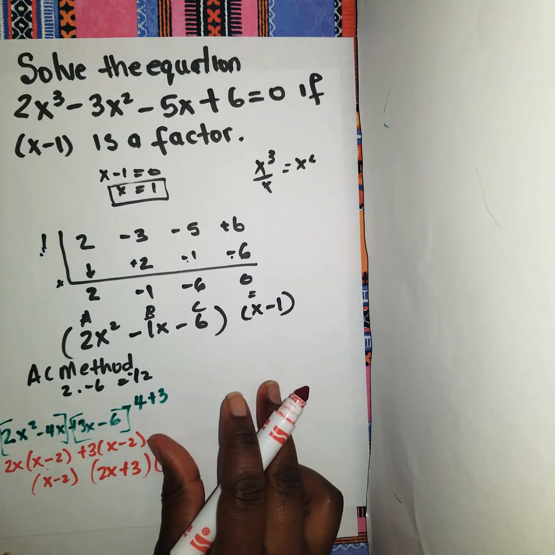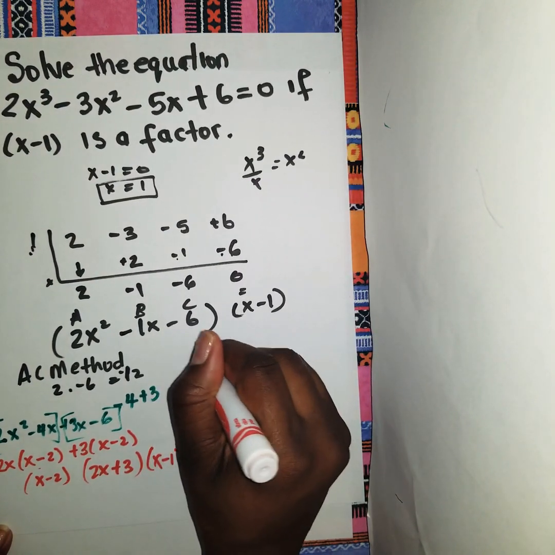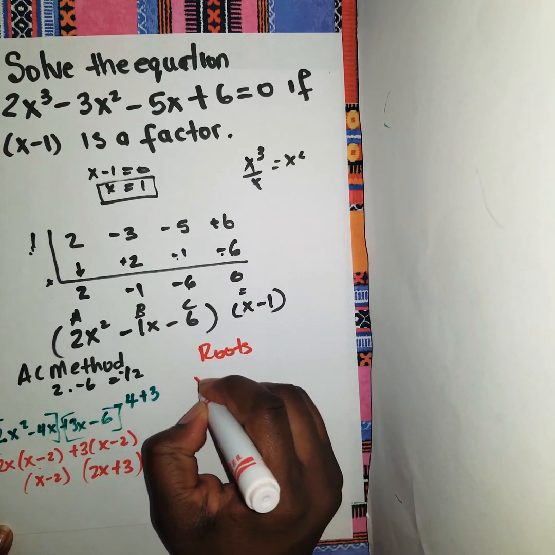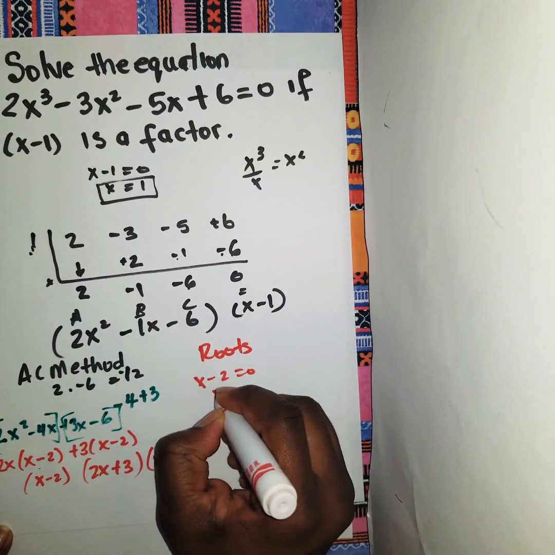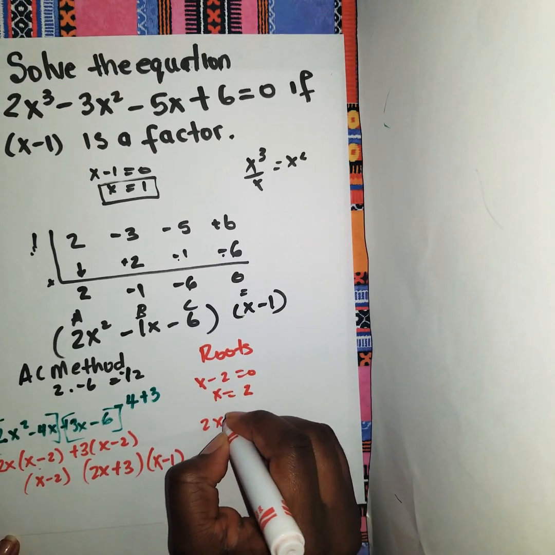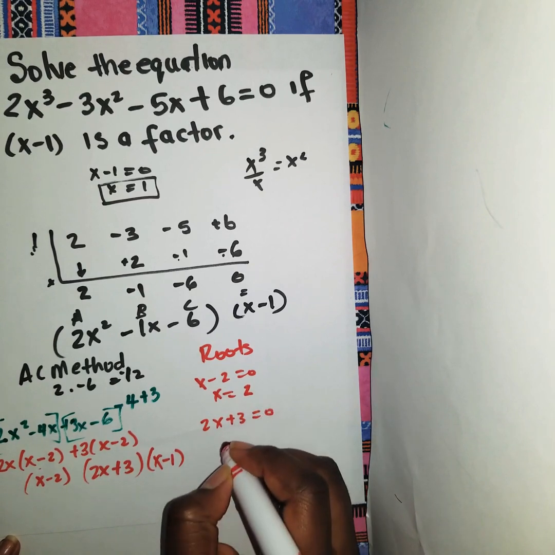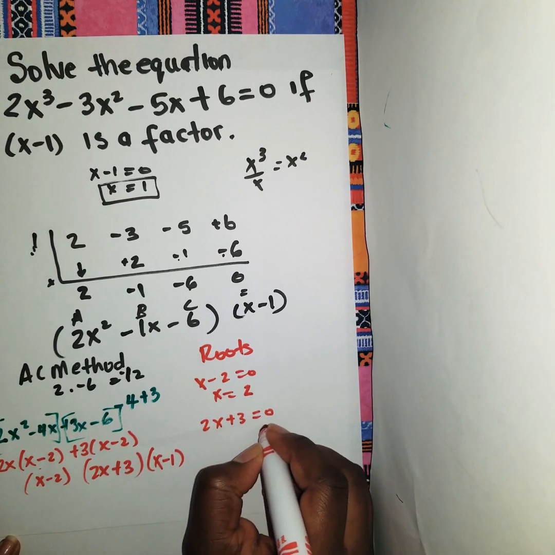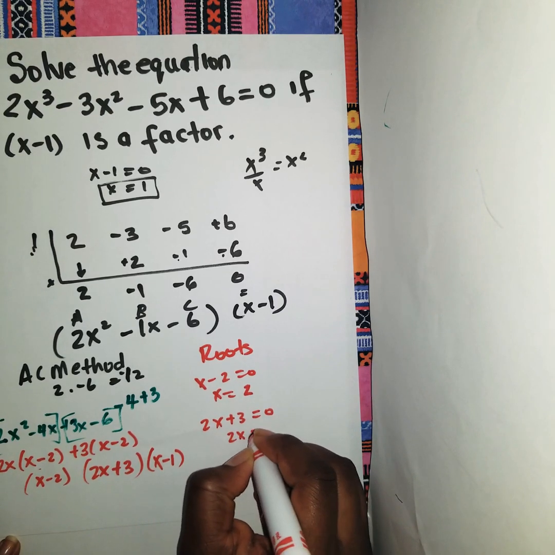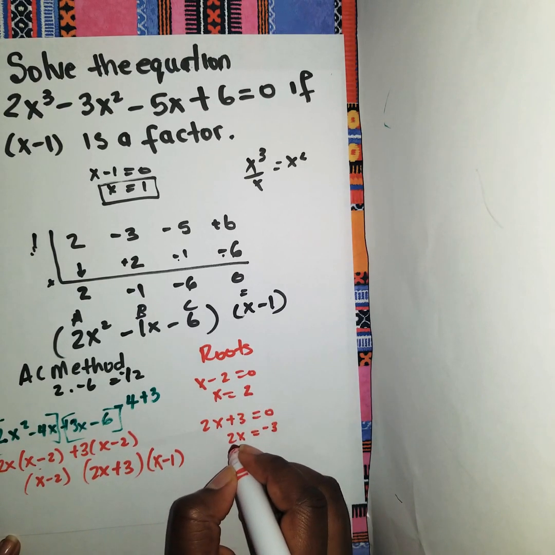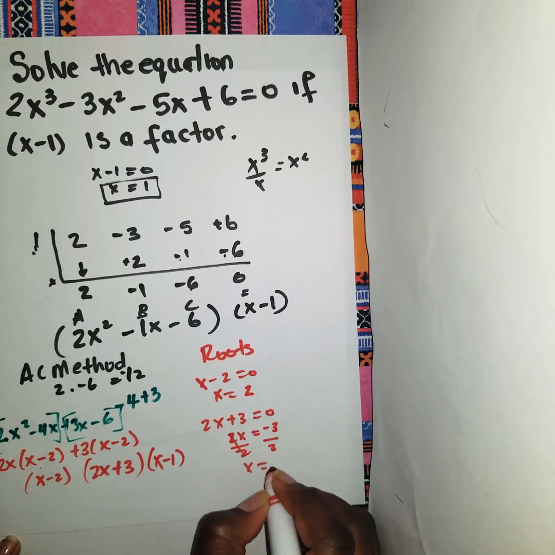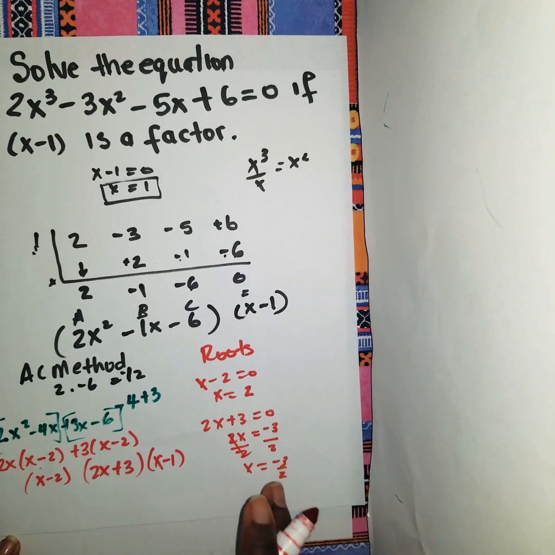All right. So for us to find the roots now, we're going to equate these to 0. So it's going to be x minus 2 is equal to 0. X is equal to 2. 2x plus 3 is equal to 0. We're going to subtract 3 from both sides. So 2x is equal to a -3. And then we're going to divide by 2 because it's multiplying. X is equal to -3 over 2.